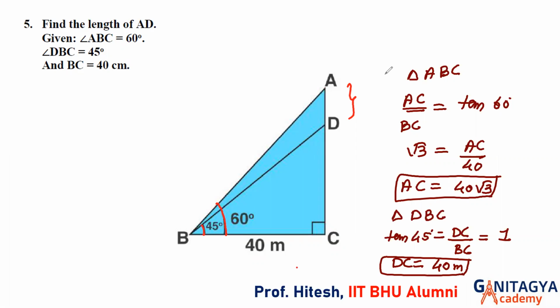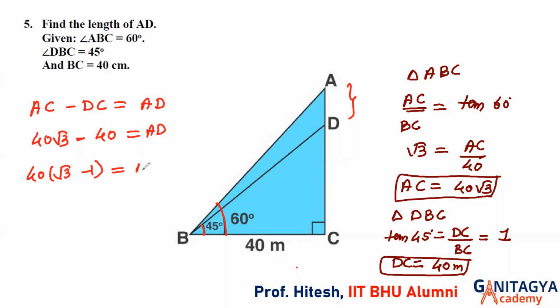Now you can say that AC minus DC equal to AD. So what is AC? 40 root 3 minus DC is how much? 40 equal to AD. So AD is 40 into root 3 minus 1. And how much is root 3? Root 3 is 1.732. So 40 into 1.732 minus 1 equal to AD. So 40 into 0.732 is equal to AD. So now find out AD.